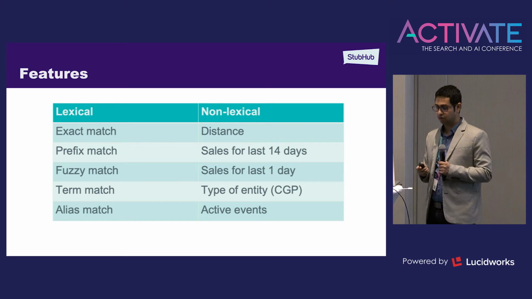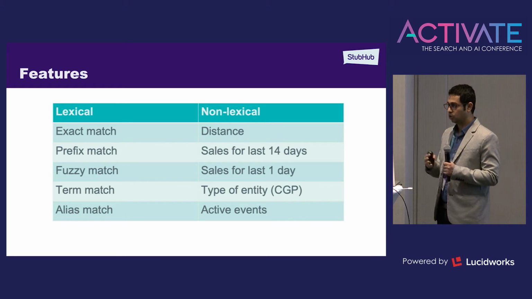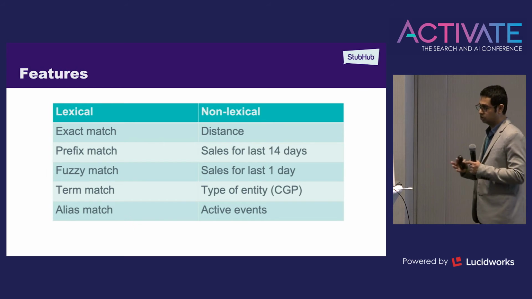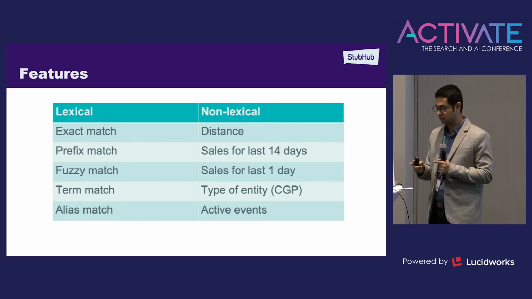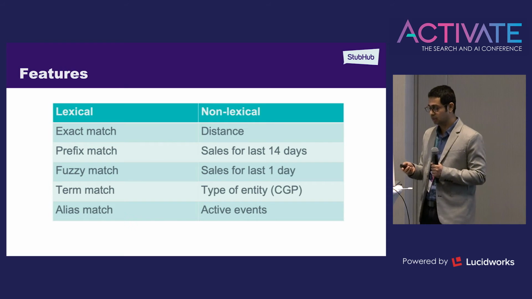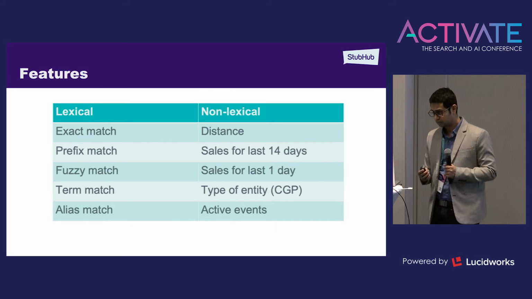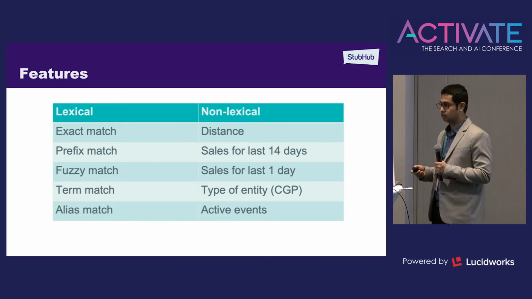So we have lexical features and non-lexical features. Lexical features are exact, prefix, fuzzy, term match, and also alias match. For example, Oakland Athletics might have Oakland A's as an alias. San Francisco Giants might have SF Giants, and so on. So we store those aliases, and we also use their match. And also, we use distance from the user. Sales for the last 14 days, again, sales is an important criterion, as we've seen. Sales for the last 1 day, if there is anything that is picking up sales. Type of entity, is it a performer, grouping, or category? And also the active events.